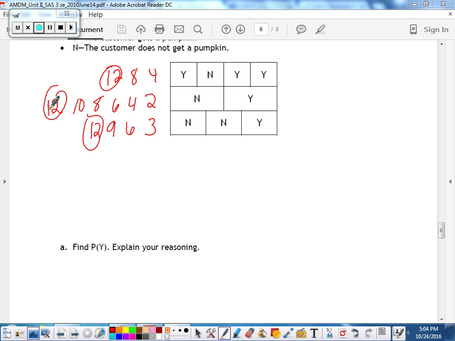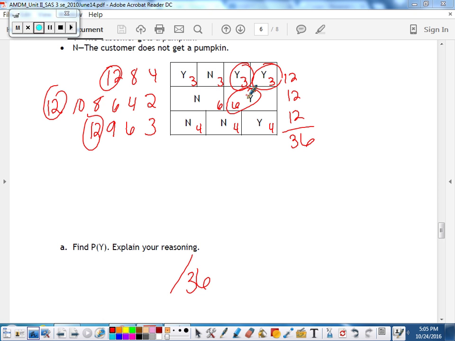That means if there's 4 pieces, each of those should have 3, because 3 times 4 is 12. Each of these should have 6, and each of these should have 4, so that they can all add up to 12. 12 plus 12 plus 12 equals 36. So to find the probability of yes, I need to go in there and add all the ones that have a yes. So I would take one of these, so 3 plus 3 plus 6 plus 4, and I'm going to put that here. Whatever I get, I'm going to simplify it.